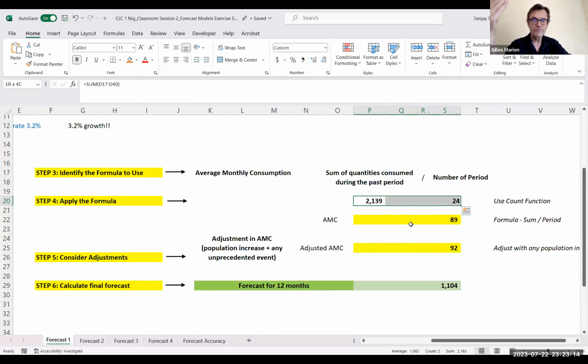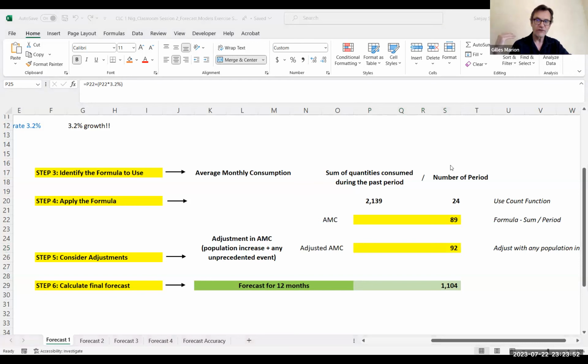Now, because we know that the growth of the population is 3.2%, we assume that the growth of the disease will be similar to the growth of the population. So this is an assumption which is made. And this assumption is that the 3.2% will also be affected by the disease in the same way as the rest of the population has been affected in the past 2 years. So we apply the growth of 3.2% to the 89 monthly average of the past 2 years.